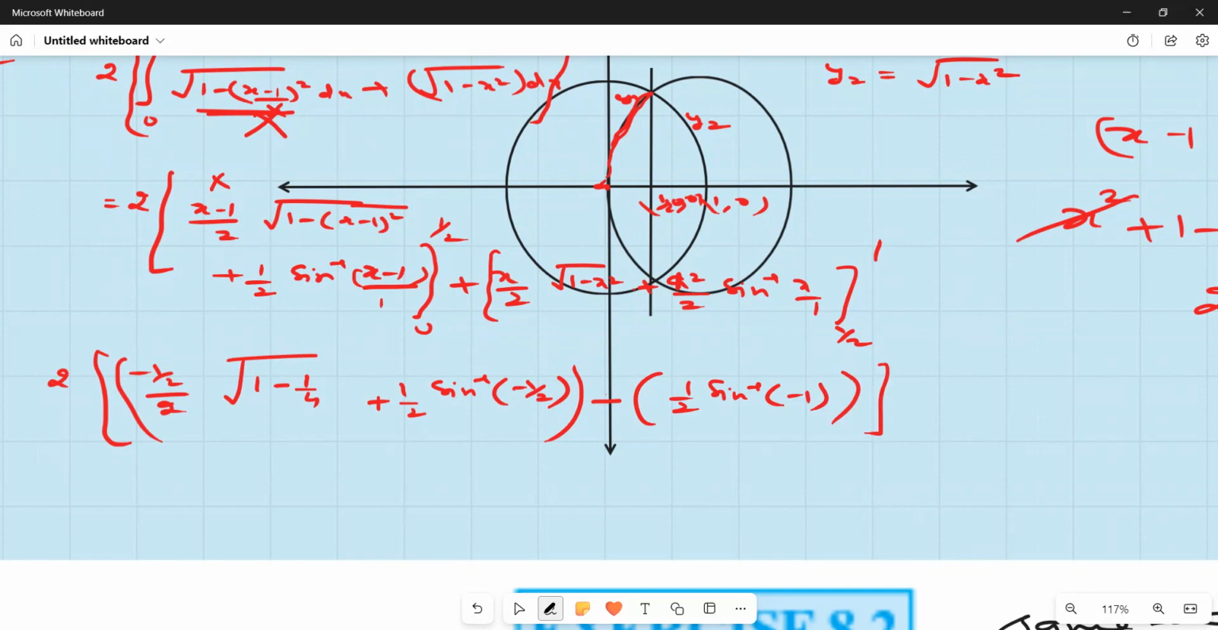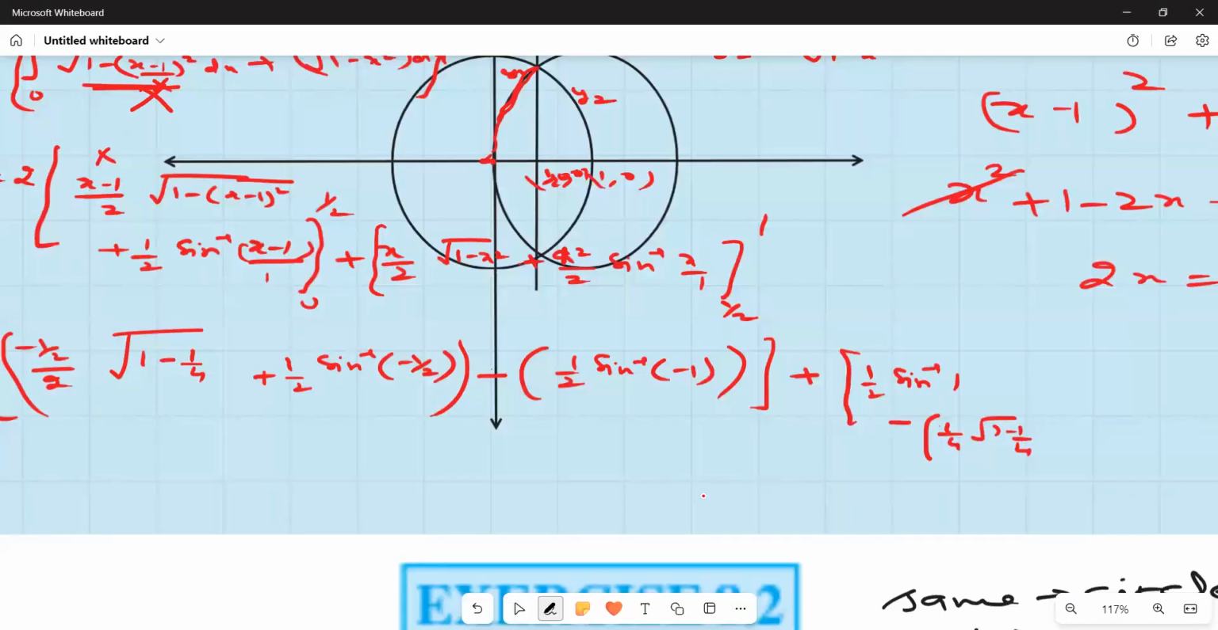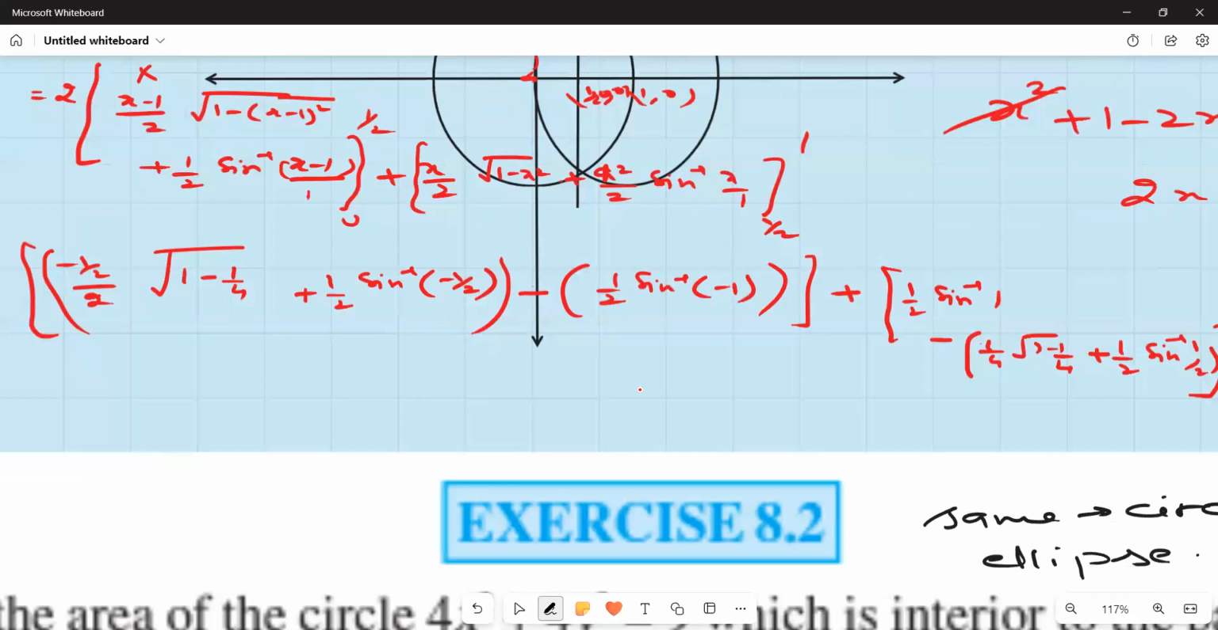Now substitute the second one plus x by 2. So 1 by 2, 1 minus 1 is making it 0. So that is gone. Here it is 1 by 2 sine inverse 1. Now substitute the lower limit. So when I am substituting lower limit, it will be 1 by 4, 1 minus 1 square, 1 by 4. So this is again coming 1 minus 1 by 4, right? Plus 1 by 2 sine inverse 1 by 2. So this is your total value after putting the limits.